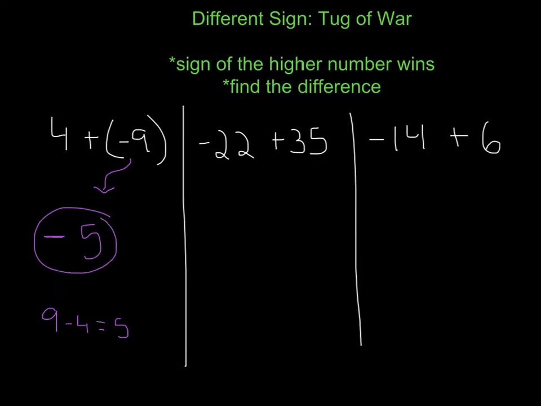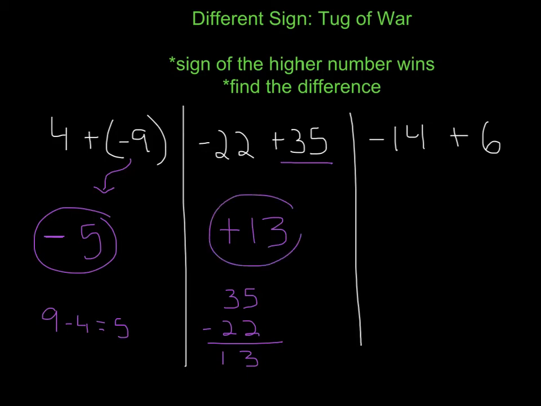Okay, now -22 plus 35. Ignore negative and just look at 35 and 22. 35 is the bigger number and it's positive, so it wins the tug of war. Your final answer is positive. And now you just have to think, well, what is 35 minus 22? What's the difference? Well, it is 13. So your final answer is a positive 13.